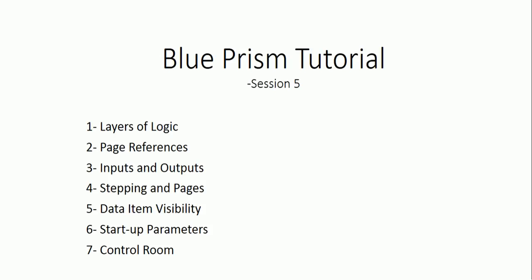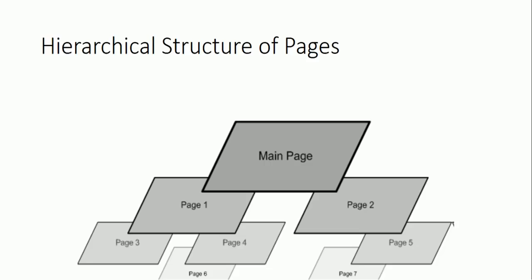and we would also see how to make a data item globally visible, and we will also try to publish a process to control room and try to run that process from a control room. We will also touch upon what are startup parameters and how to use those. Right, so let's get started.